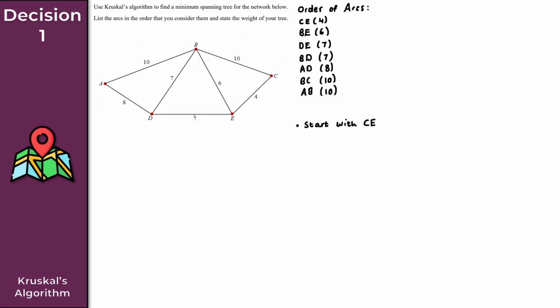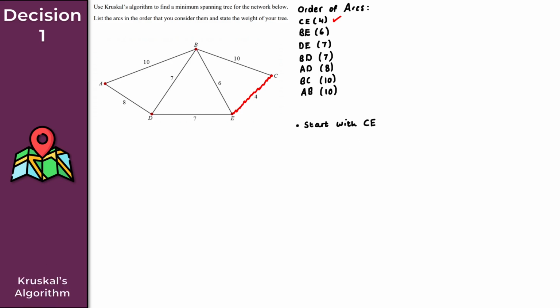Okay, and what I'll do here as I go is draw on my original network. I'll draw our minimum spanning tree, like so. So we start with CE. Perfect. And what I'll also do is tick them off as I go along.